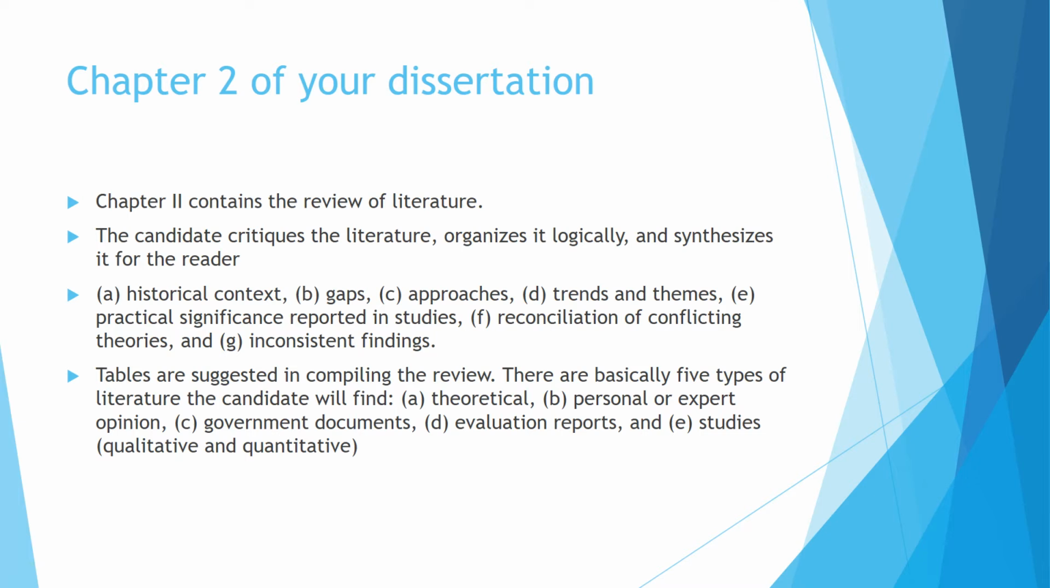There are different types of literature that you need to look at in chapter 2: a theoretical basis, theoretical studies that are out there, personal or expert opinions. You need to look at government documents, evaluation reports, and different studies out there. I would also suggest to you, as you begin to do research in the literature, go out and find dissertations that are on your topic or similar to your topic and see where their literature comes from and go to the primary sources to review that literature.